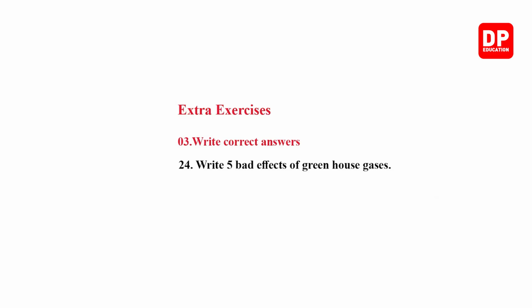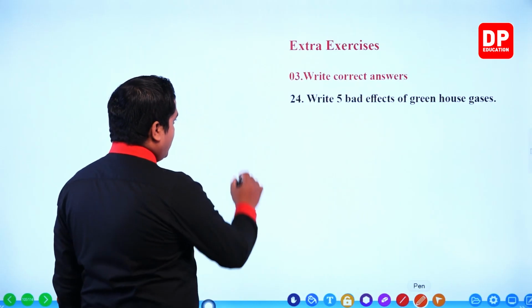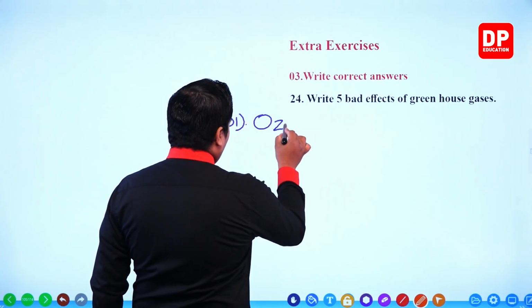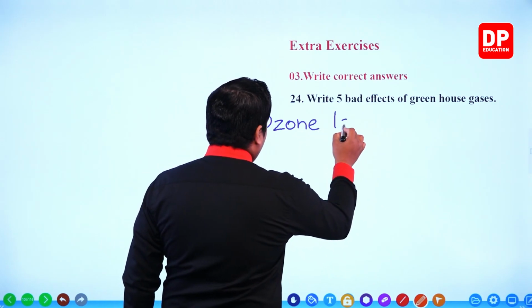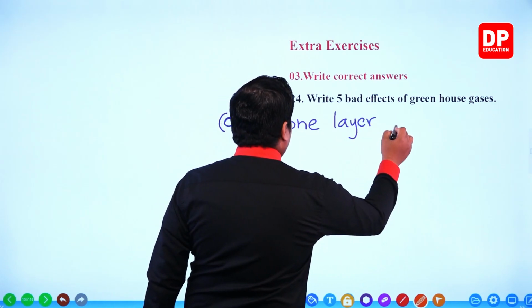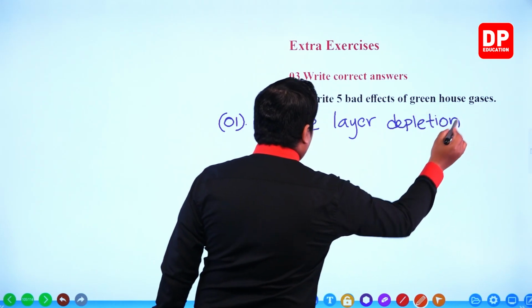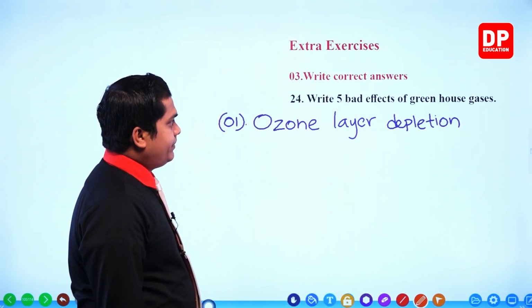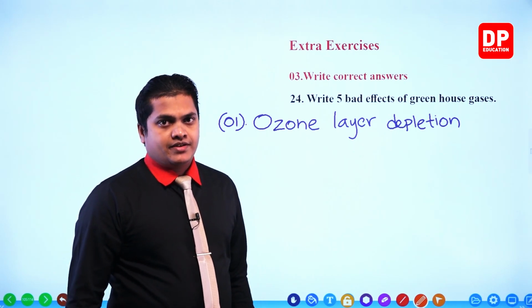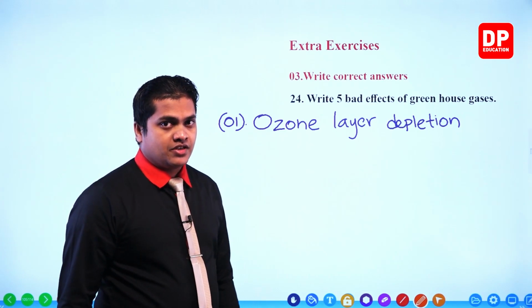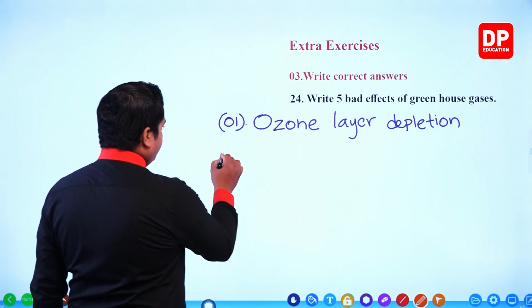Right, then the question number 24. Write five bad effects of greenhouse gases. So you have to write down five bad effects of greenhouse gases. So we'll write down number one, ozone layer depletion. Right? Ozone layer depletion. This is the main effect which can be observed by the effect of greenhouse gases, my dear children.